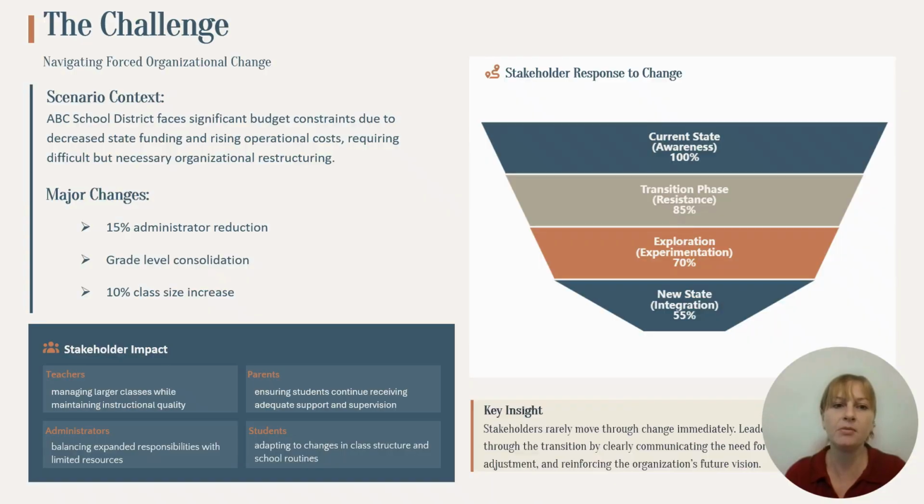Initially, stakeholders become aware that change is occurring. This awareness stage is often followed by resistance or uncertainty as individuals begin to process how the change will affect them. Over time, stakeholders may begin exploring new ways of working within the changed environment. Eventually, as new routines become established, the organization moves towards a new state of integration. Because of this process, leaders must provide clear communication, support, and opportunities for stakeholder involvement in order to help people move successfully through each stage of transition.